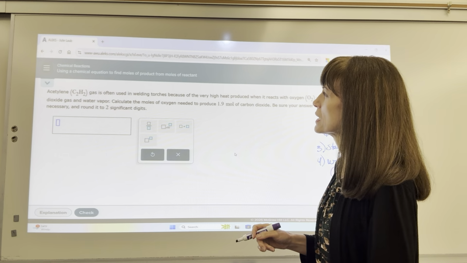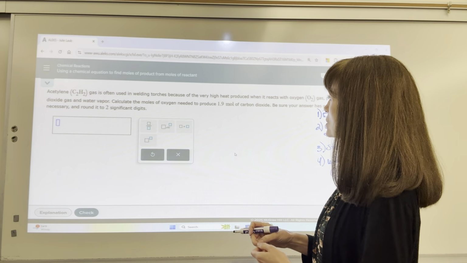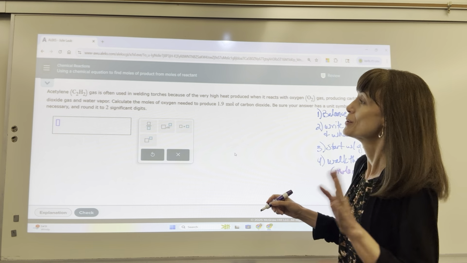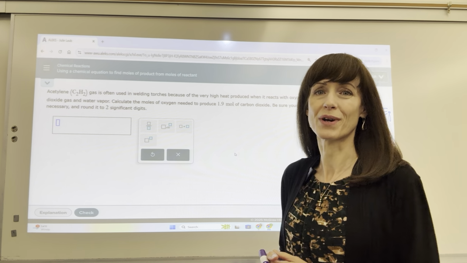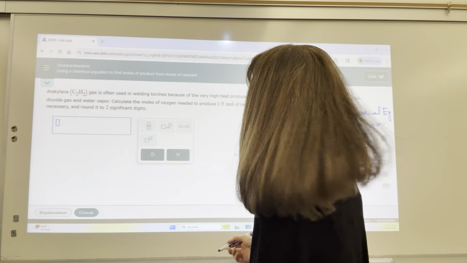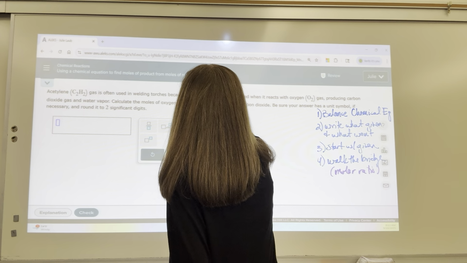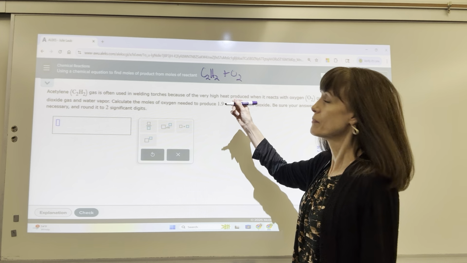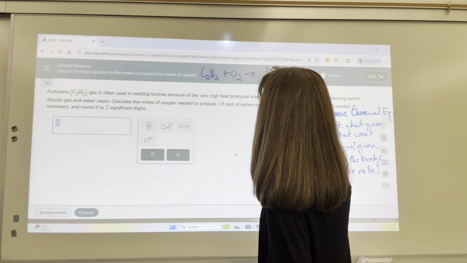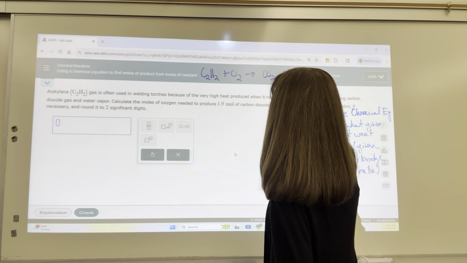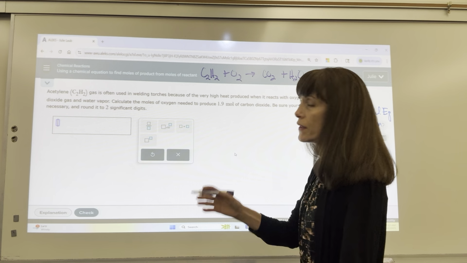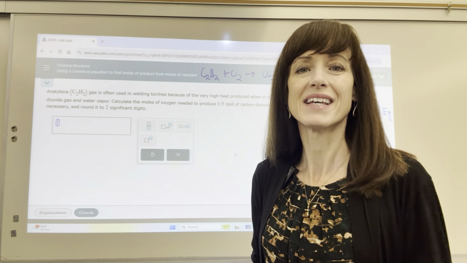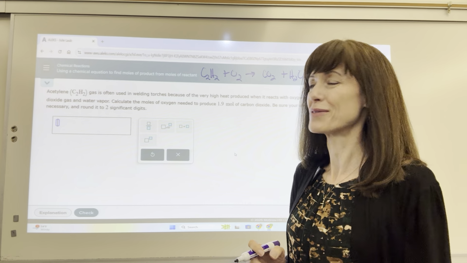It says acetylene gas is often used in welding torches because of the very high heat produced when it reacts with oxygen gas, producing carbon dioxide and water vapor. So this is just a combustion reaction. Let's write it down. We're going to have C2H2 plus the oxygen, that's what they told us, O2, to produce our CO2 and the H2O. And they will always tell you in words what your chemical reaction is. Then you have to balance it once you have it written down.